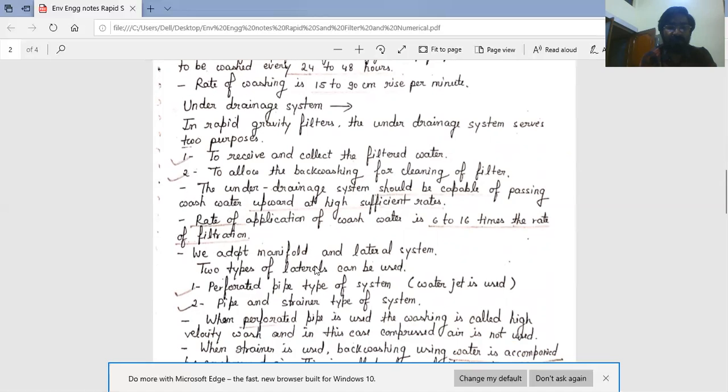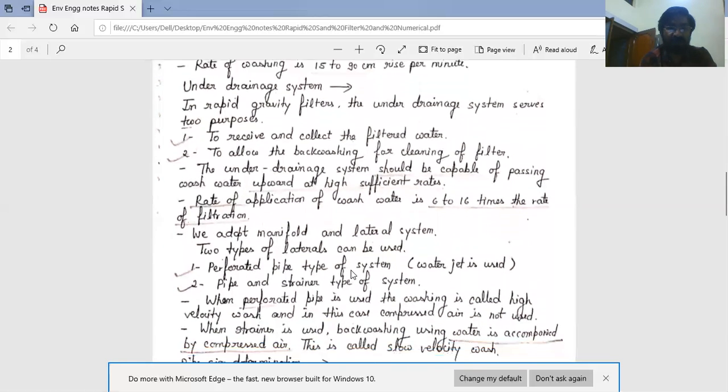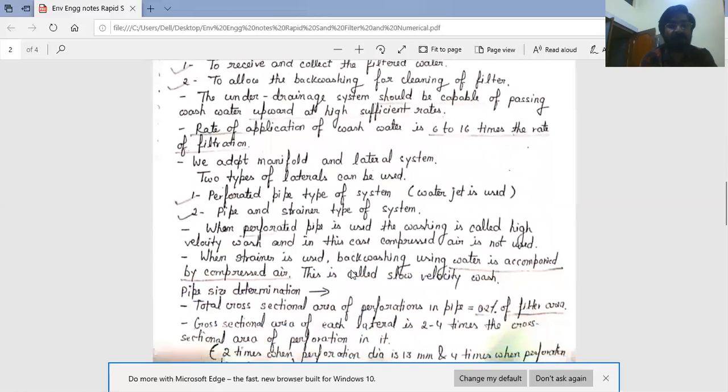We adopt a manifold and lateral system, lateral pipes and main central pipe for drainage and for backwashing. Two types of laterals can be used. First is the perforated pipe type of system. In this system, water jet is used. And second is the pipe and strainer type of system.